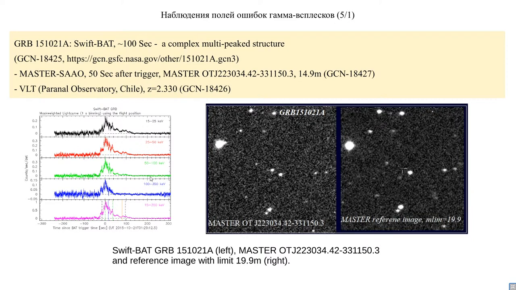In the case of gamma ray burst inspection by MASTER, for example, a gamma ray burst lasting 100 seconds with a complex multi-peak structure. 50 seconds after the trigger, MASTER observes this burst in the optics with a magnitude of 15. The burst had a redshift of 2.33.